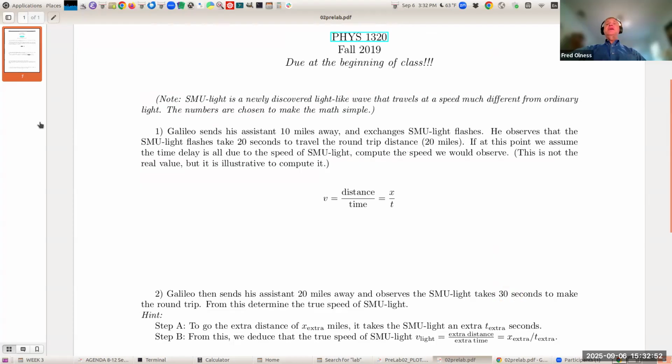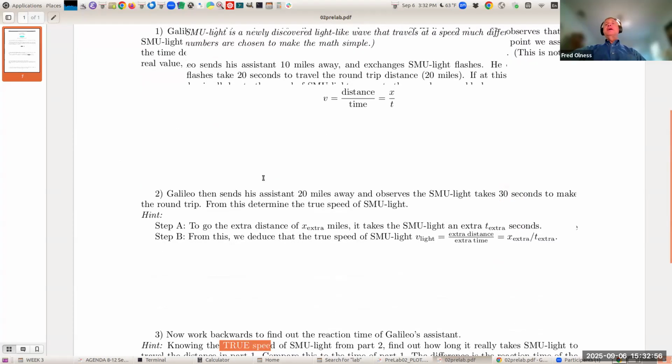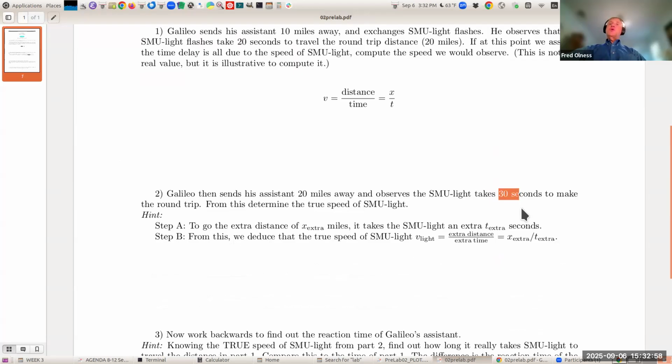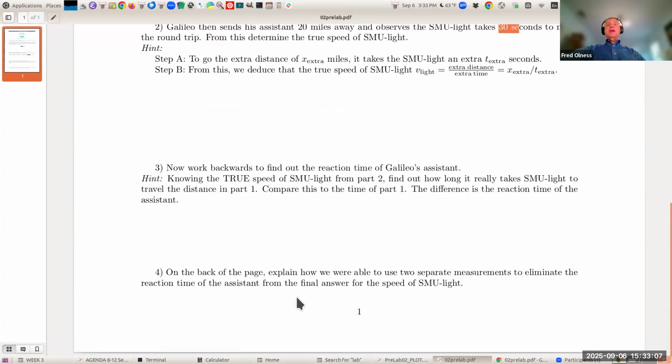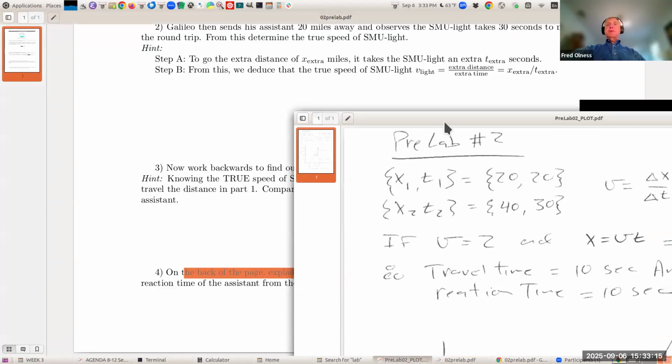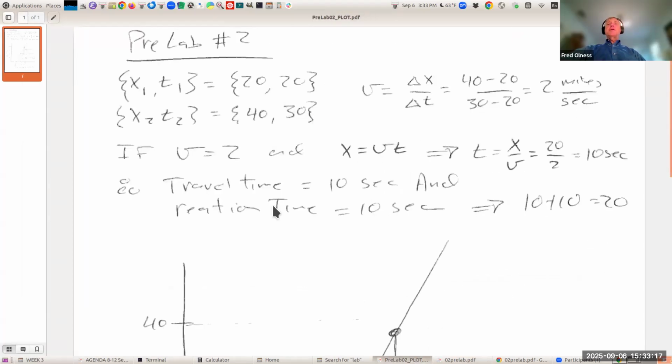Up here, the 20 was 10 plus 10, 10 travel time, 10 reaction time. Down here, the 30 was 20 travel time, 10 reaction time. All right, so by making 2 measurements, we can actually figure out the right answer. And then just to give a little bit of description on how you do that, let me switch to a plot, and this is a plot that I'm going to have you make in class.